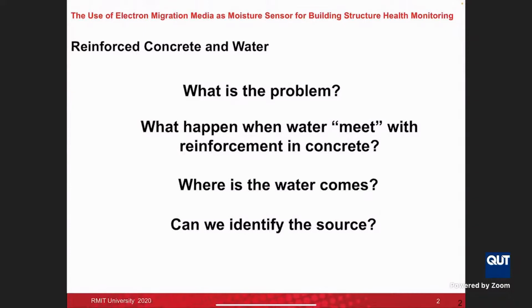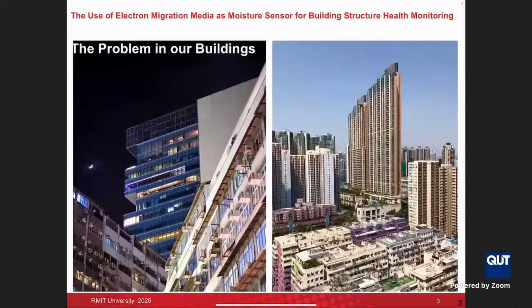So in this presentation, I would like to introduce a method to identify the source of water from the external, for example, the roof and external wall of the building. So here's the problem. I'm from Hong Kong. These are some photos of our city. You can see at the left-hand side, there are new buildings and some old buildings. They are located side by side.